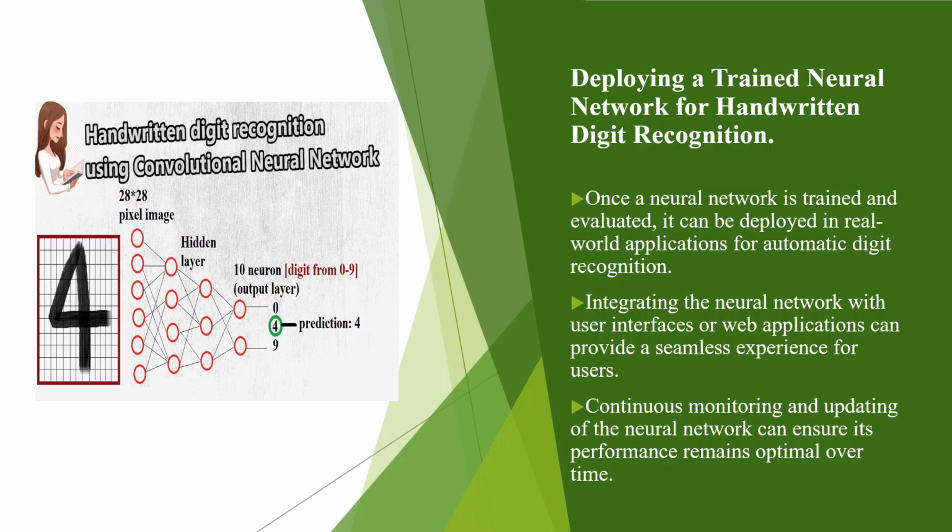Here we can see deploying a trained neural network for handwritten digit recognition. It talks about deploying the trained neural network in real world applications, integrating it with user interfaces, and the importance of continuous monitoring and updates. Once a neural network is trained and evaluated, it can be deployed in real world applications for automatic digit recognition. Integrating the neural network with user interfaces or web applications can provide a seamless experience for users. Continuously monitoring and updating the neural network can ensure its performance remains optimal over time.